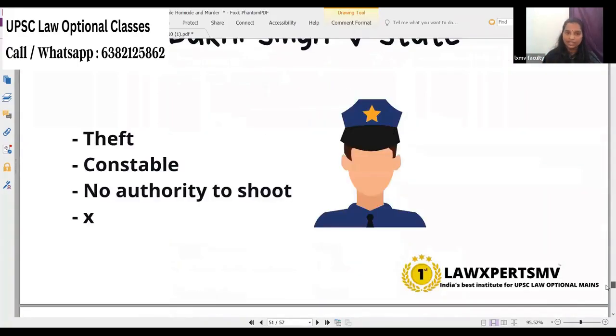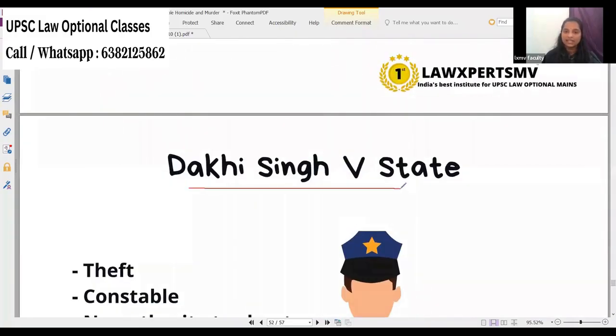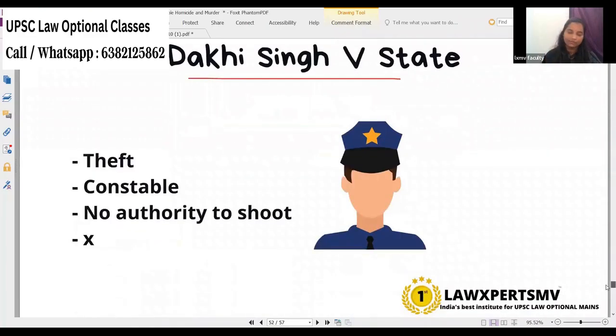Let me give you a case law. Daki Singh versus State. He was apprehending a thief. The victim here had actually committed a theft, so he was running away and this constable was apprehending him. This constable has no authority to shoot him. To shoot a theft person, there is no authority. Only under certain rules can you shoot a person. So a theft person running away, there is no authority to shoot as per law at that time.